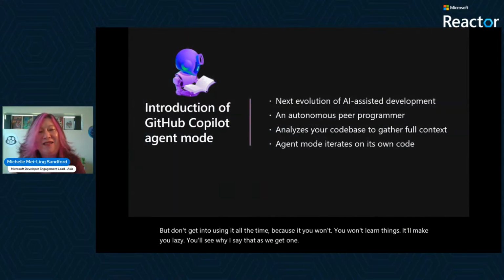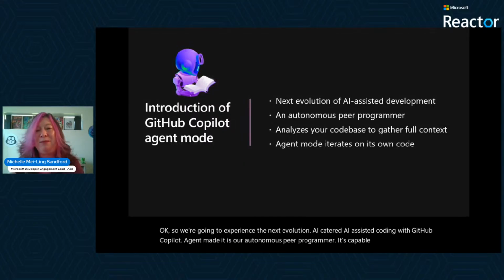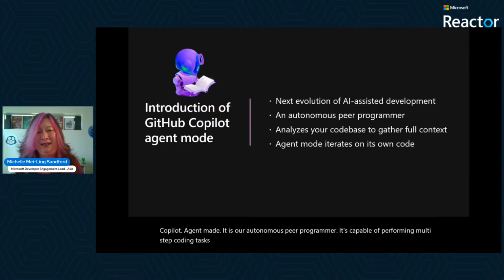Okay, so we're going to experience the next evolution of AI-assisted coding with GitHub Copilot Agent Mode. It is our autonomous peer programmer. It's capable of performing multi-step coding tasks at your command, and it will analyze your code base. It will read relevant files. It will propose file edits. It runs terminal commands and tests. It iterates on its own code, recognizing errors and fixing them automatically.